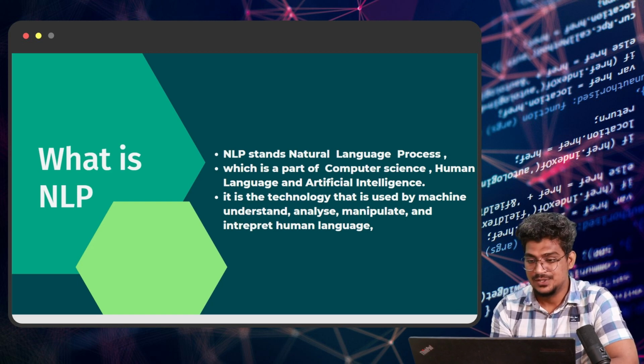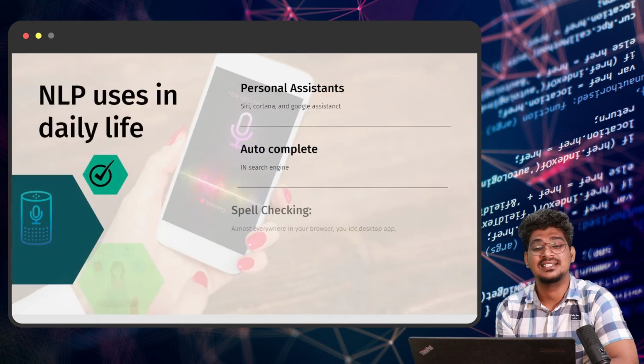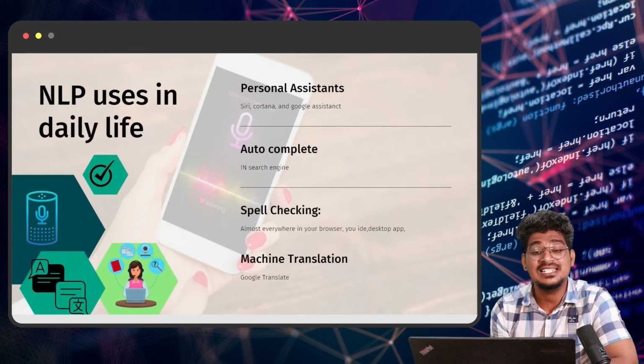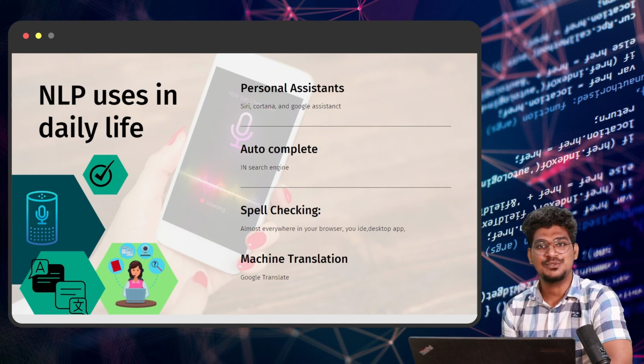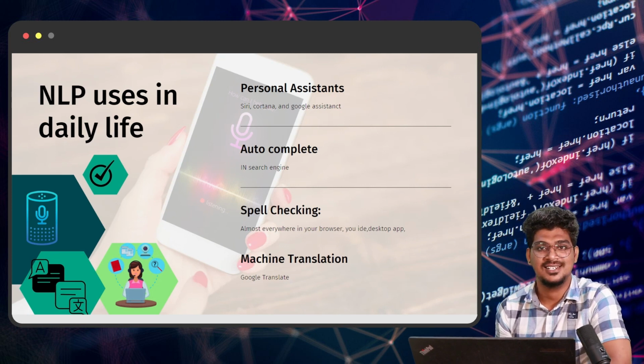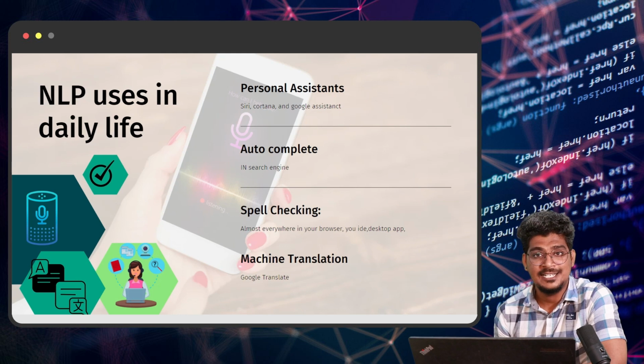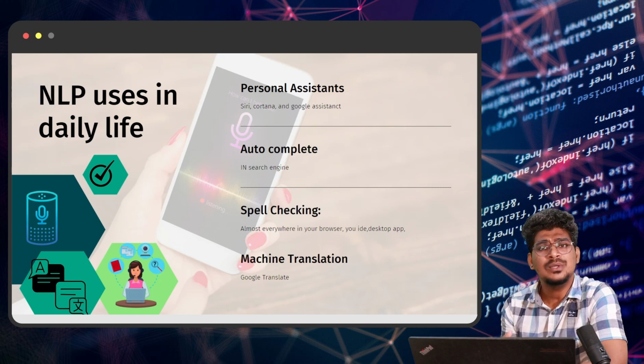Okay, right. So, what is the next thing? NLP uses in daily life. So, that is very interesting, right? The first one, personal assistant. It is nothing but a virtual assistant. For example, Siri and Cortana and Google Assistant. Maybe Alexa is there. So, this is nothing but a personal assistant.